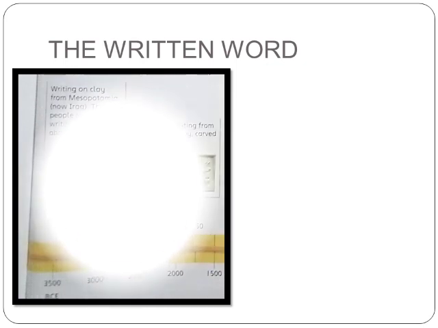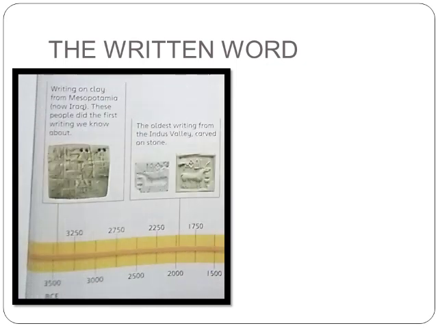Today's first topic is the written word, that is how people began to write thousands of years ago and how it went through evolution, that is the change, so that now we can see modern writing. As you can see, this is a timeline drawn on your book's page number 93.